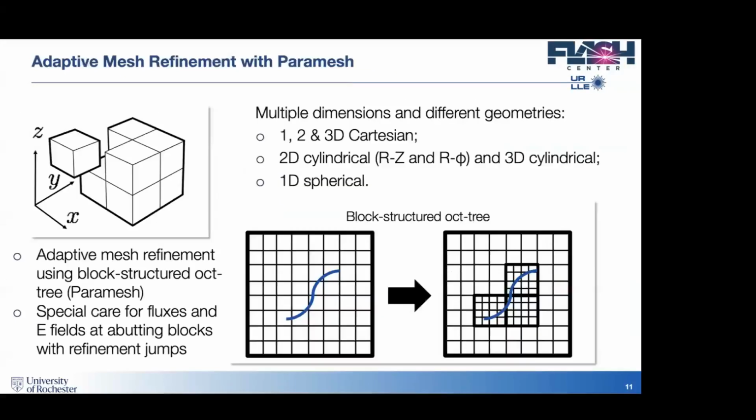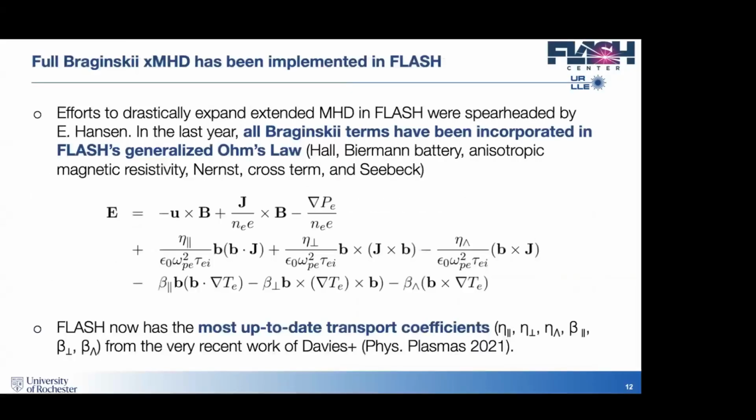All of this is done using adaptive mesh refinement. This is a technique that allows for targeted resolution in parts of the domain where interesting things happen. I will not spend too much time on this, but I will say that in the last few years, we have spent a significant amount of time developing the extended MHD capabilities of the code and incorporating essentially in our generalized Ohm's law all of Braginskii's terms, and therefore we have a good grasp on the extended MHD that is of interest in these fields.